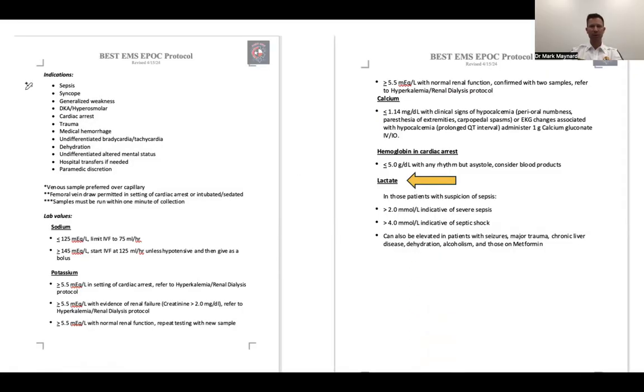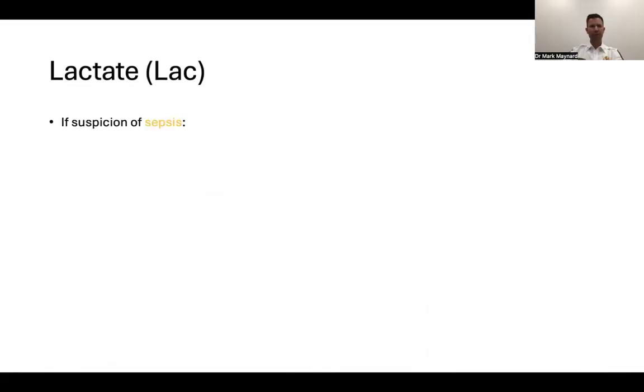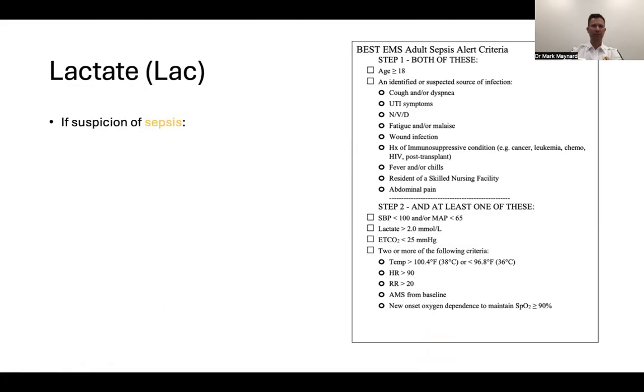All right, last one. We're going to move on to lactate. Home stretch here. All right, so lactate we're going to use if we suspect sepsis. So what is sepsis? Well, guess what? We got a protocol for it. So the best EMS adult sepsis alert criteria, remember, you got to go down the checklist. So you have to think about, do you have a source of infection, right? So look down this list here.